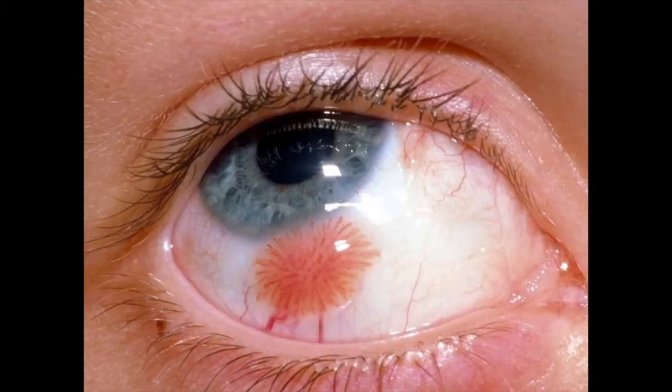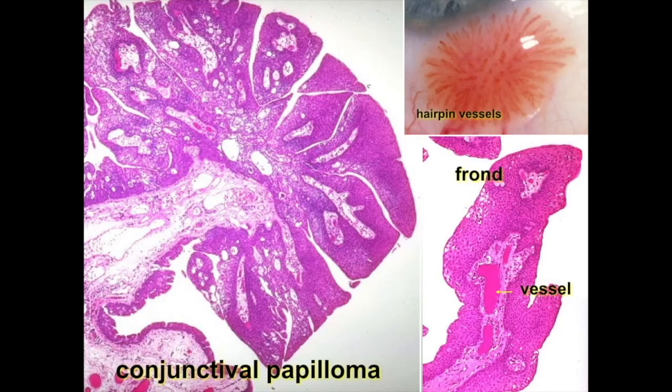Here's a conjunctival papilloma in a young patient. Again, it's a papilloma. We have multiple fronds of epithelium. The epithelium here is transparent, so we can see the vessels in the vascular cores, so classic hairpin loops. Viral papillomas do occur in children. Here's the histopathology of a pedunculated conjunctival papilloma. Again, hairpin vessels representing vessels in the fronds.